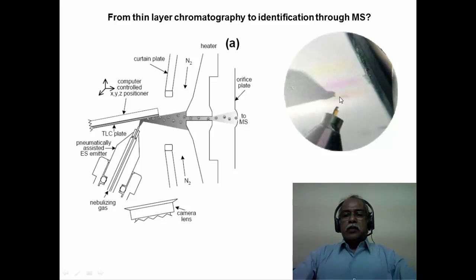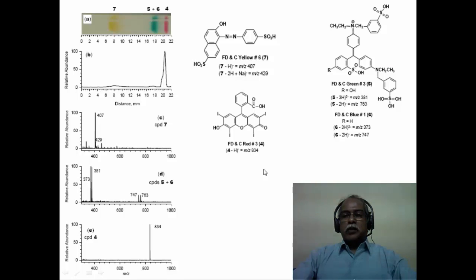This is the actual picture of the TLC plate where there is a colored substance on the plate, and the electrospray ionization injector is focused onto that particular spot here. Now here is an example of analysis of three different dyes. We have a dye which is yellow in color, labeled as 7 here. There is another dye which is greenish blue in color, and there are two kinds of dyes in this particular spot. And there is another dye which is magenta, or slightly purplish, in color in this particular region of the TLC plate.